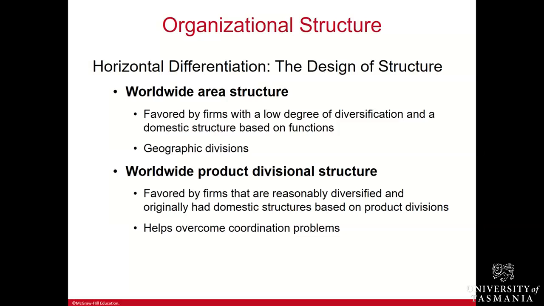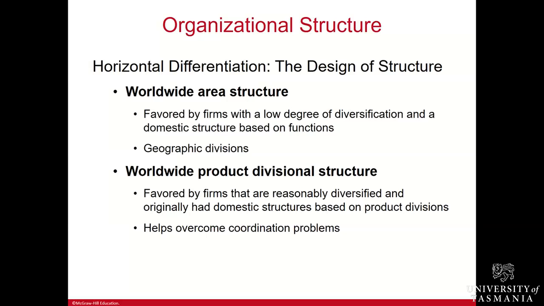And the product divisional structure is favored by firms that are reasonably diversified and originally had domestic structures based on product divisions. It helps overcome coordination problems. Within a product divisional structure, every product line has its own core competence, its own key area, which makes them compete. They can compete with each other. I will give you an example again from car manufacturing. In a product divisional structure, every product has its own organizational structure, and they might compete with each other. This is seen in the world. There are examples about this.